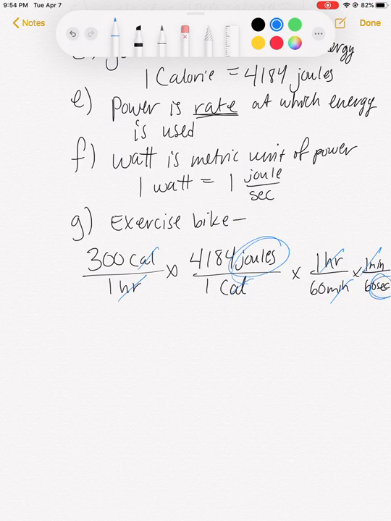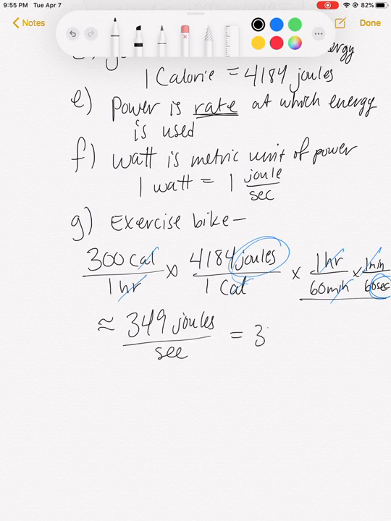And to get the number of joules per second, we multiply the numerators and denominators. So 300 times 4184 divided by 3600 gives us about 349 joules per second, okay? Which is equal to 349 watts. Is that enough power for a light bulb? Surely. You can actually power 3. That's enough for 3 100 watt light bulbs.